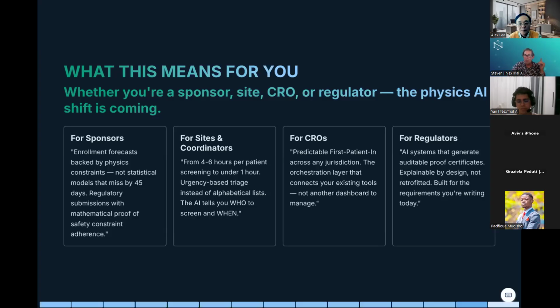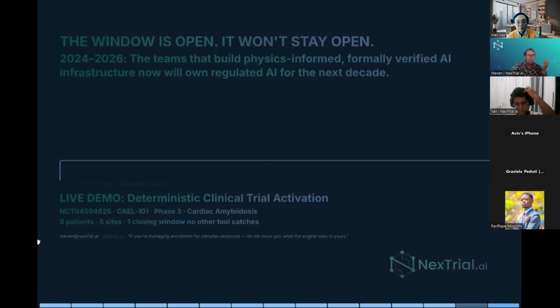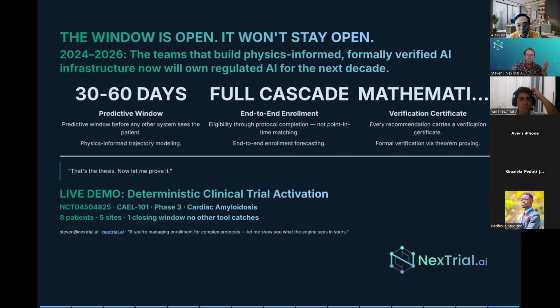So let me show you. The physics-informed consolidation isn't coming, right? It's here. Three forces are converging: regulatory demand, provable safety, physics-informed ML reaching production maturity, and a clinical trial industry that's burned through 5 years of AI investment without moving the needle on screen failure rates. The teams that build this infrastructure now, physics constraint, cascade forecasting, formal verification, will set the standard for regulated AI for the next decade. Everyone else will be retrofitting.